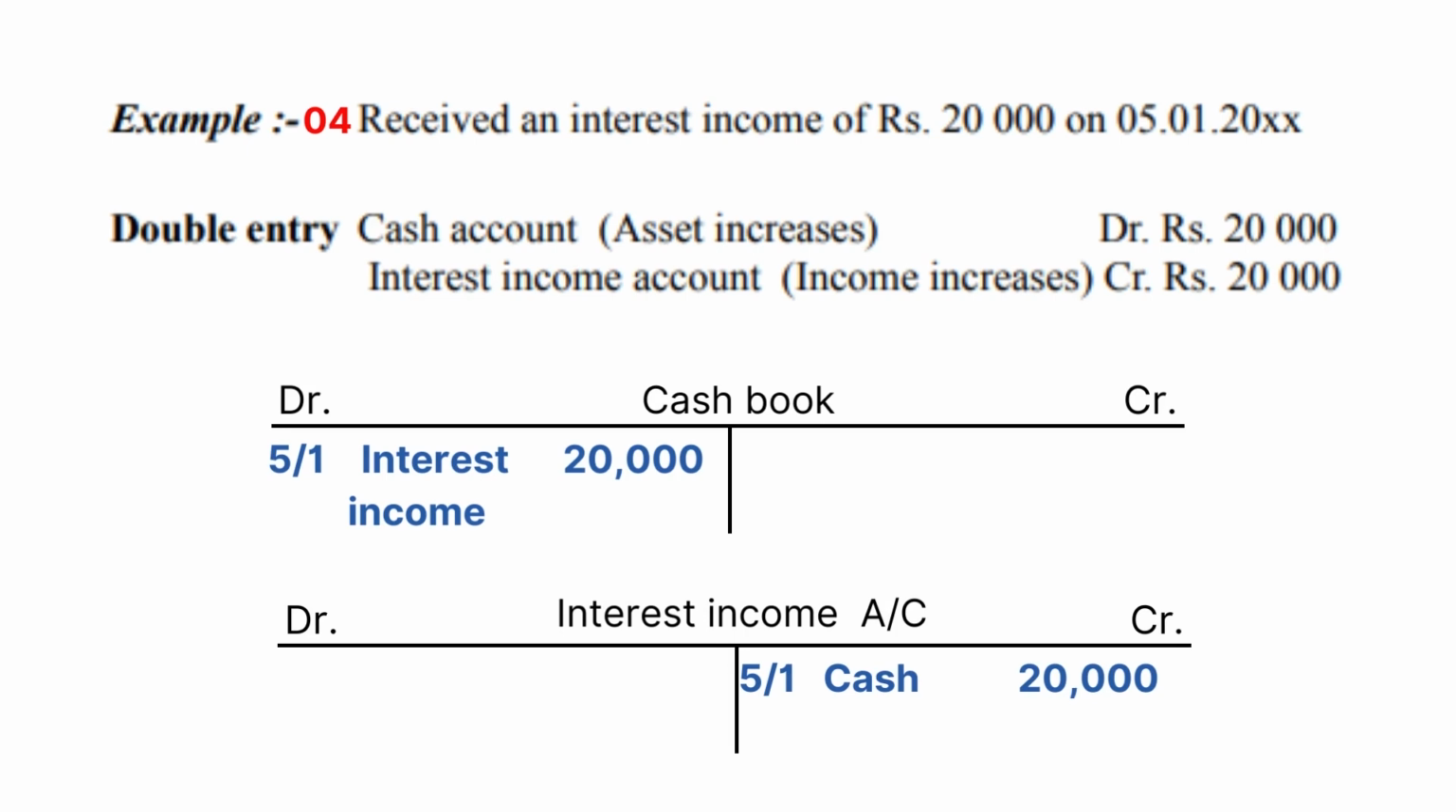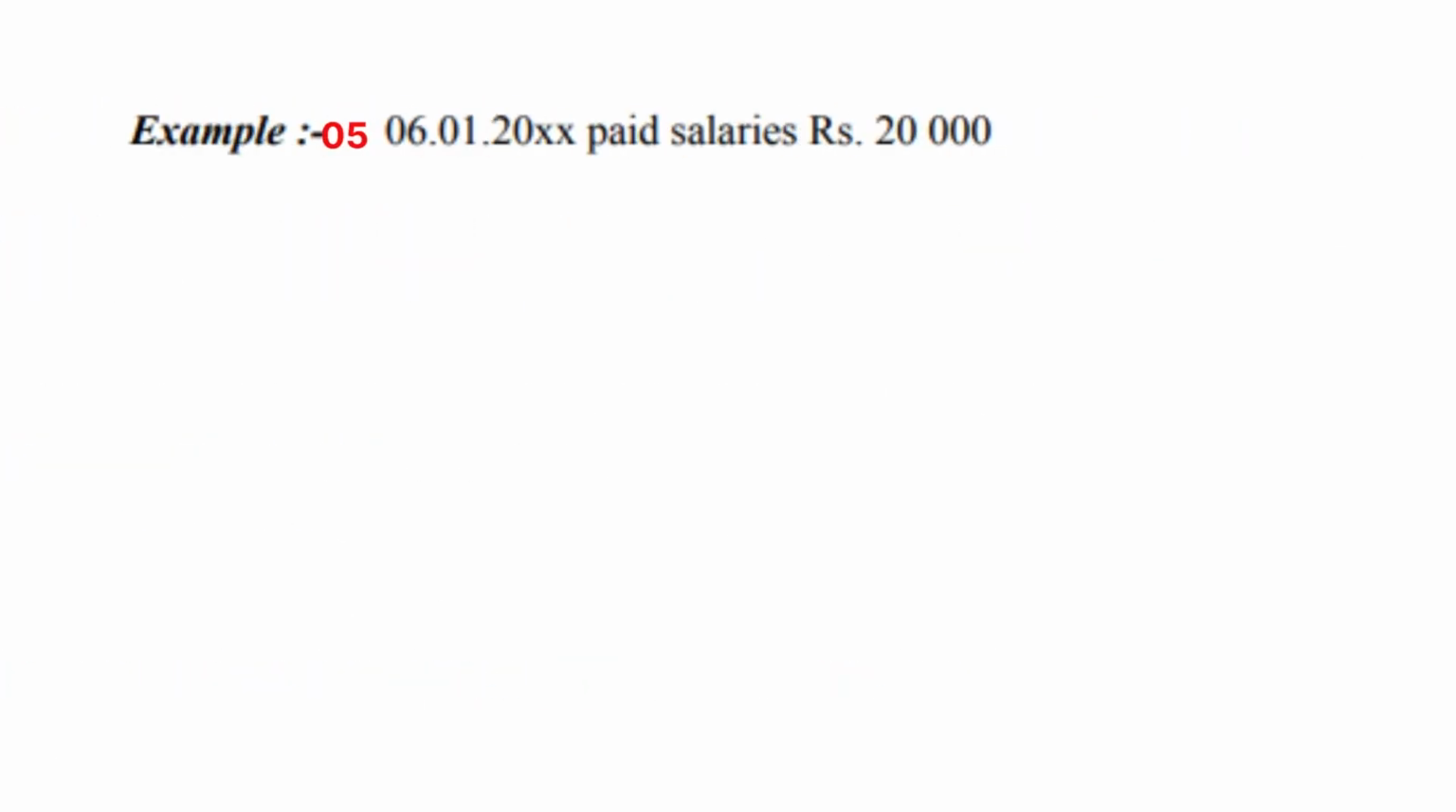And we have to write the description in the debit side. We can write it as interest income since we are receiving cash as interest income. And since income increases the equity, we know that when equity increases it should be recorded in credit side of interest income. And we have to write the description as cash since we are receiving cash. So let's look at another example.